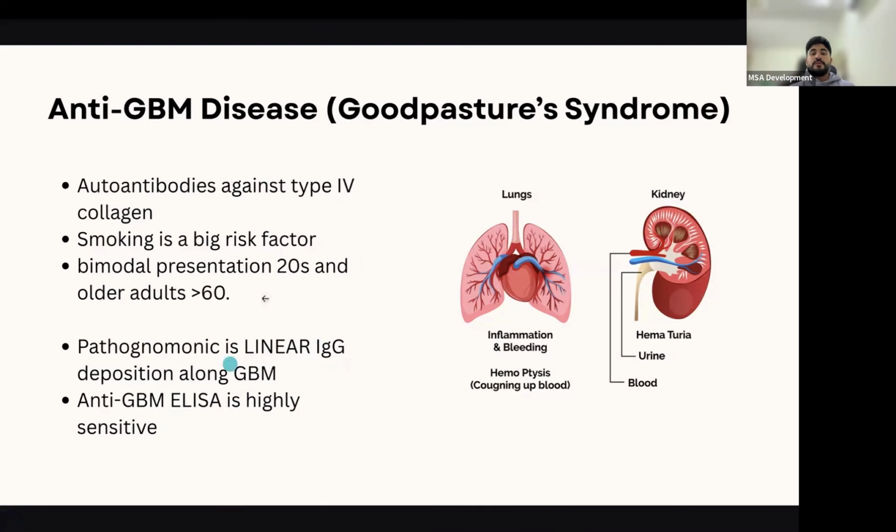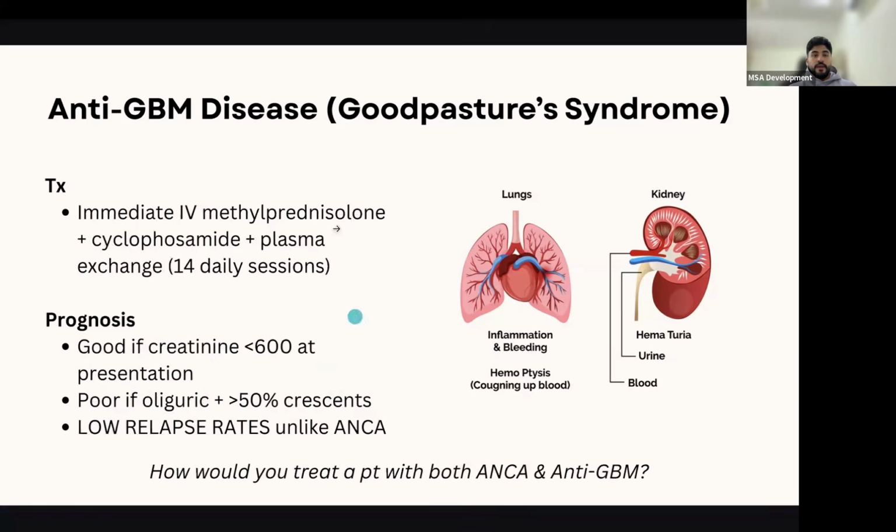And of course, to look for it, you can do anti-GBM levels, and they're going to be highly sensitive. Okay, how do we treat? Again, you're going to treat it with IV methylprednisolone, cyclophosphamide, and here you give plasma exchange for 14 daily sessions, because Goodpasture syndrome can rapidly progress to end-stage renal disease. Because you don't need that.